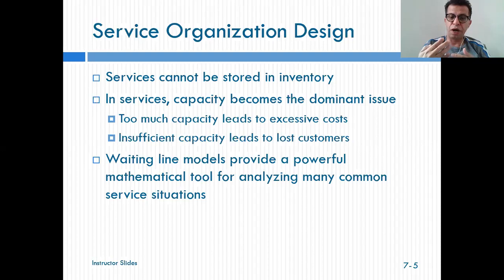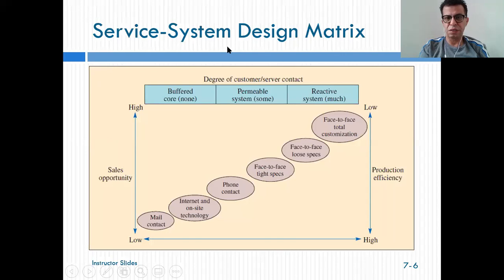One of the ways is waiting line models, which provide a powerful mathematical tool for analyzing many common services. There are things that you can do with the waiting lines, the queue lines, that can help you so much to really manage your capacity versus the number of customers who are going to be coming in. So the way you look at it, the service system design matrix works like this. There is the degree of customer or server contact, how many customers are coming in, and there is the sales opportunity, whether you are looking to do sales or upsells or not.